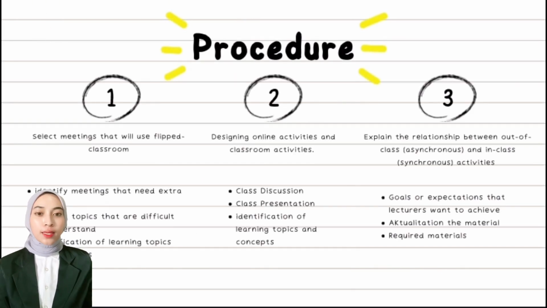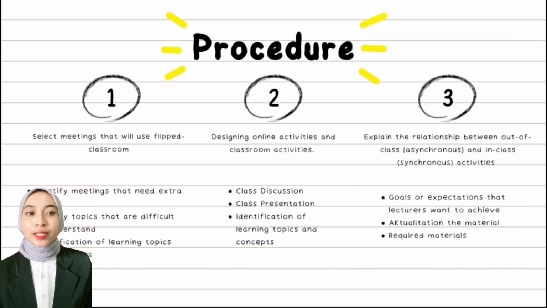Okay, the next is the procedure of blended learning. In blended learning, there are 5 procedures. The first is to select meetings that will use flipped classroom. For example, identify meetings that need extra time, identify topics that are difficult to understand, identification of learning topics and concepts. Okay, the second procedure is designing online activities and classroom activities. For example, class discussion, class presentation, identification of learning topics and concepts.